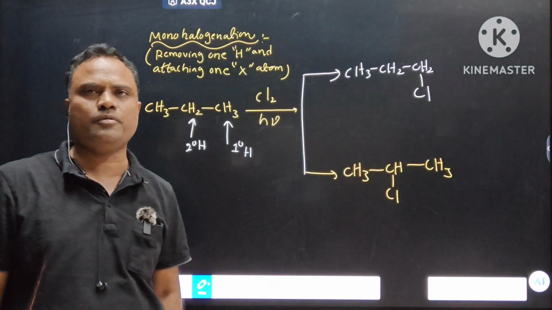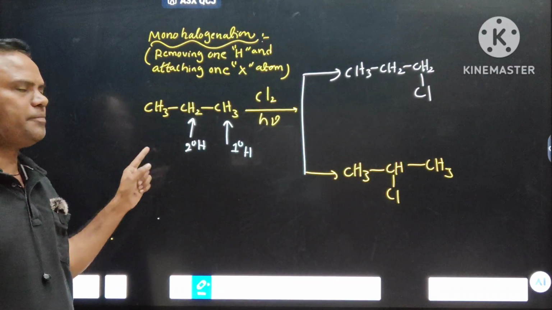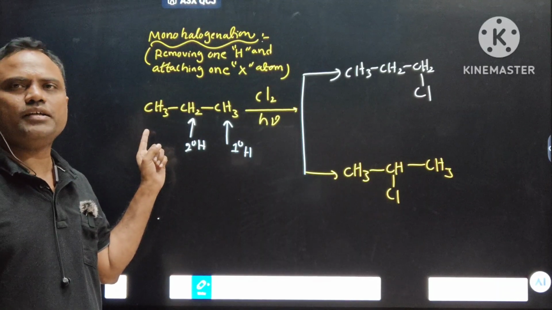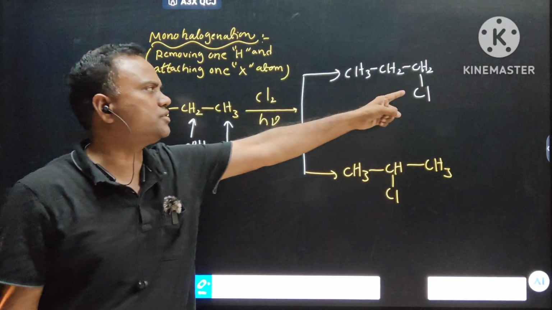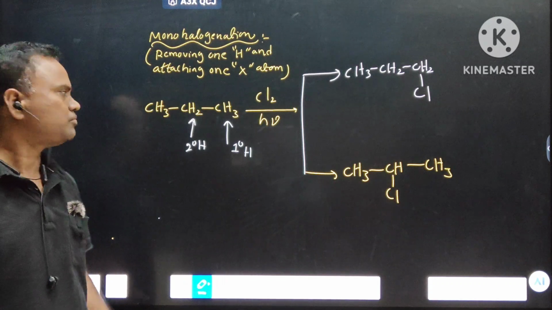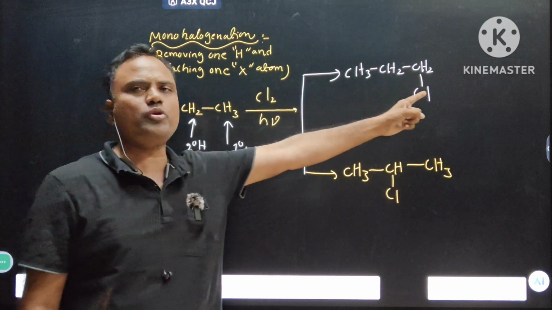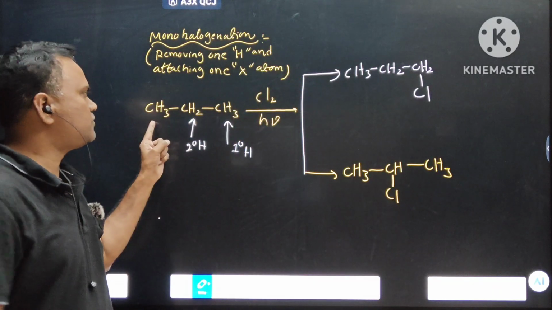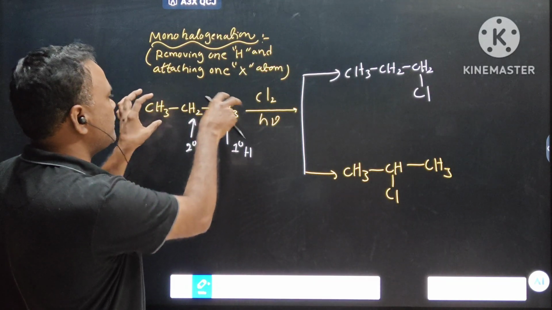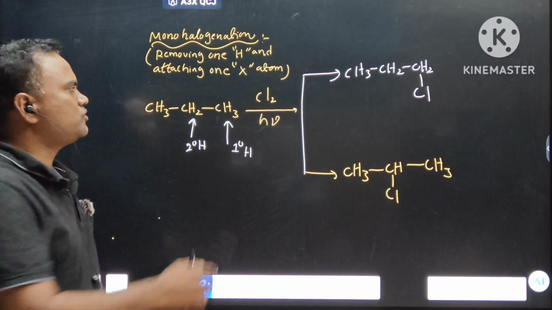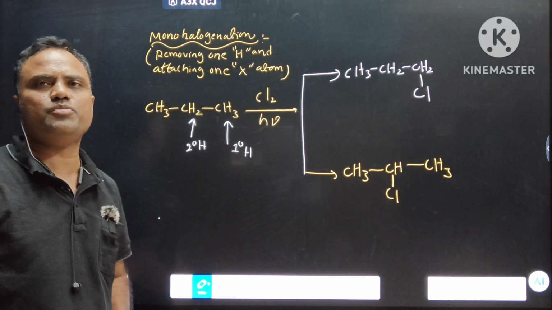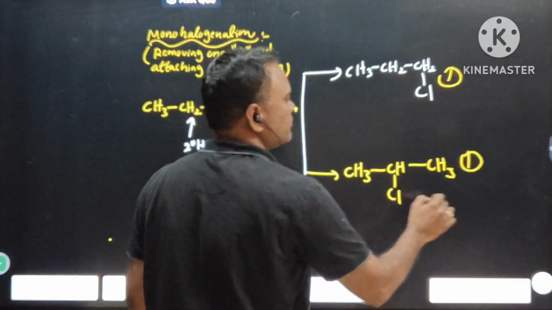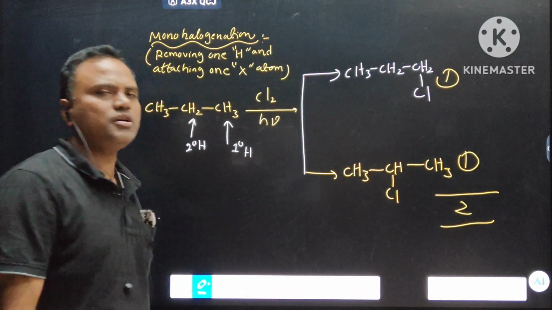This is 1-chloropropane. If I remove this one, what happens? I will get the same product like this. Clear? If I remove this hydrogen, I will get 1-chloropropane only, because I have to give the numbering from this side. If I remove this one or this one, means two terminal hydrogens, I will get the same product. Clear? So propane upon monohalogenation is producing how many alkyl halides? 1 plus 1, total 2 alkyl halides are produced.